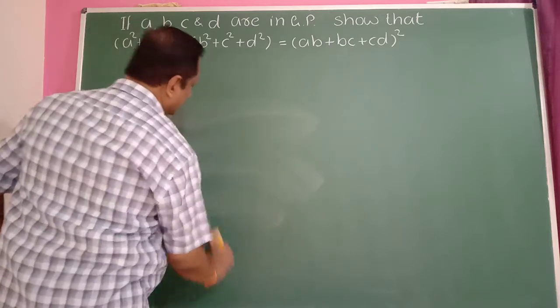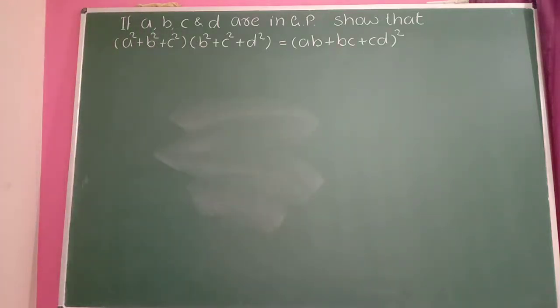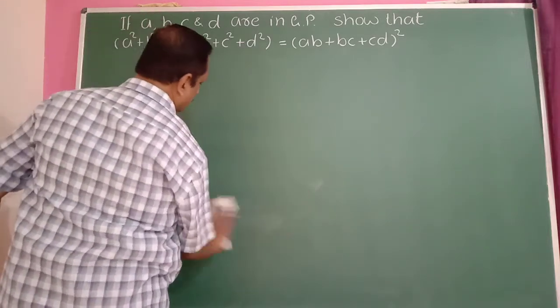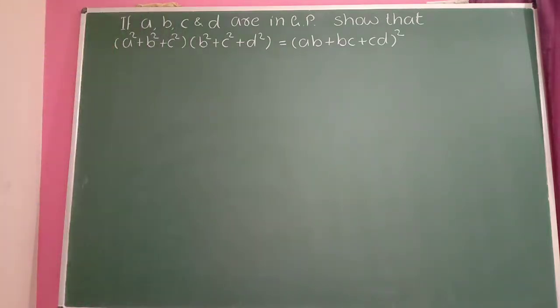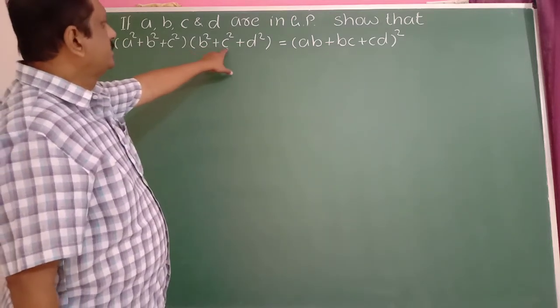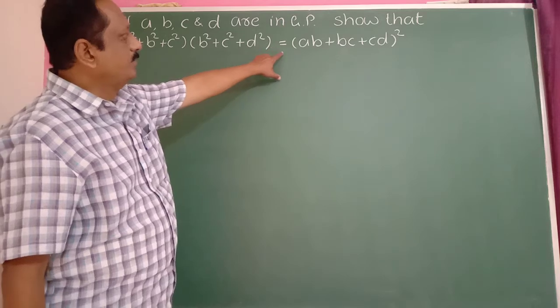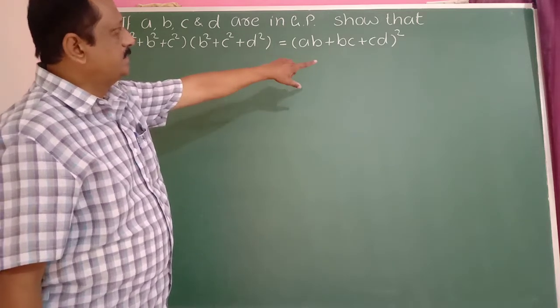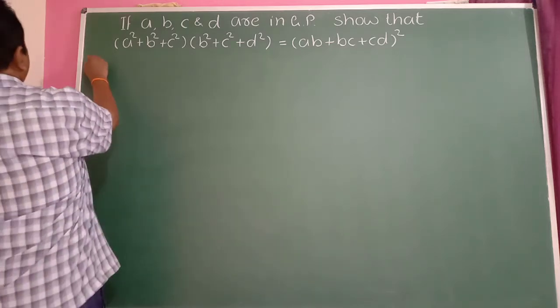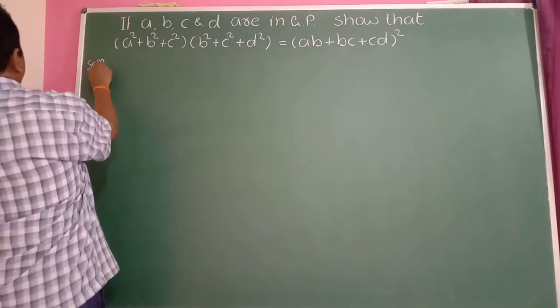So this is the next example here. a, b, c and d are in a GP. Then show that (a square plus b square plus c square) into (b square plus c square plus d square) is equal to (ab plus bc plus cd) whole square. Okay, so they given a, b, c, d are in GP.